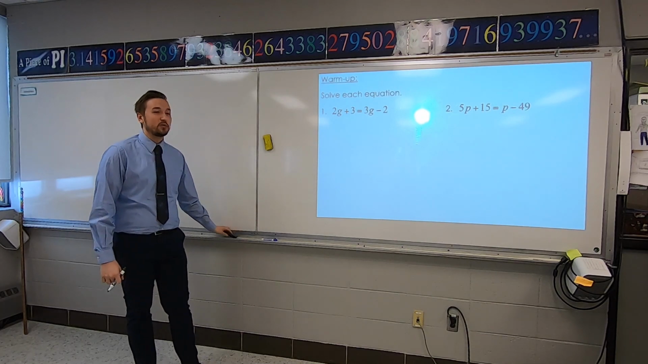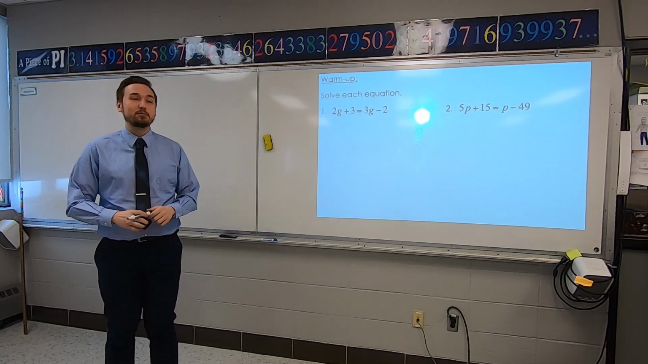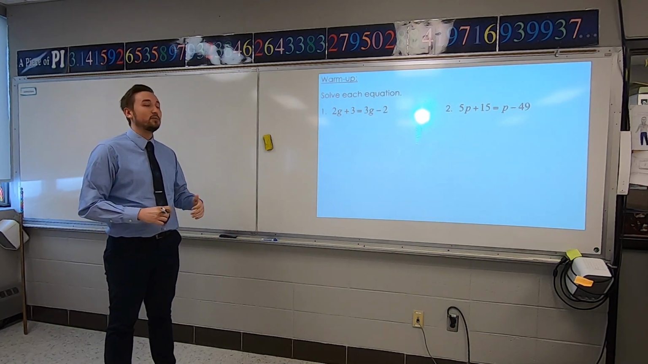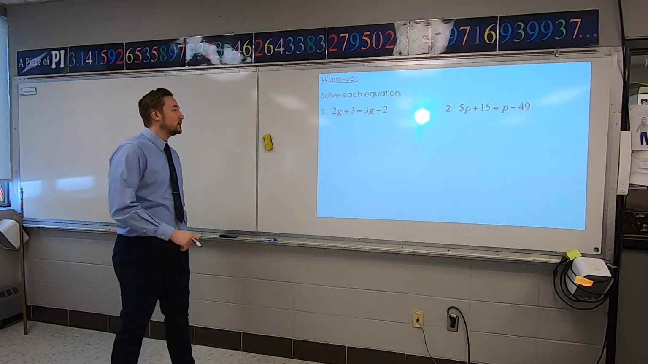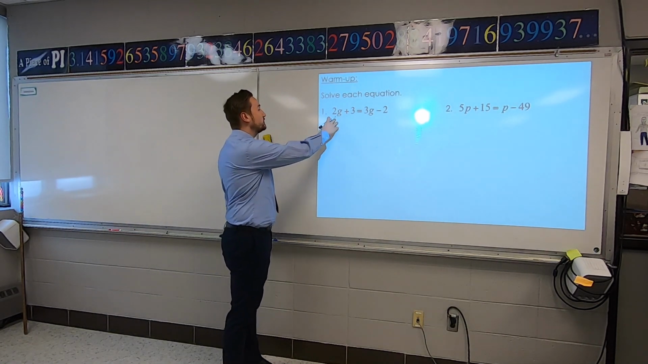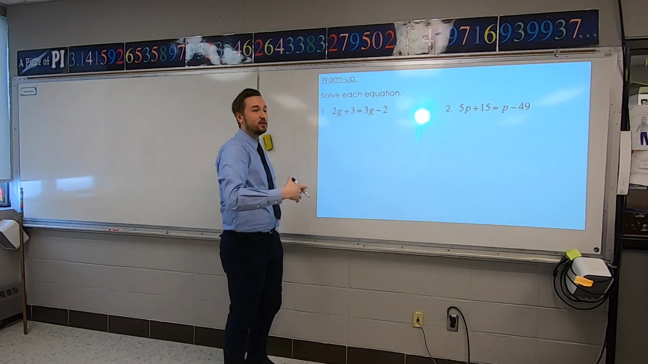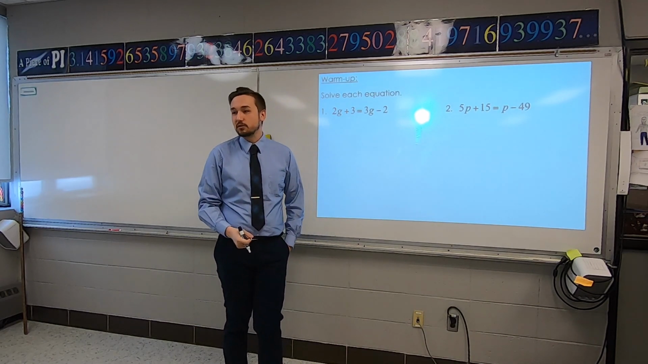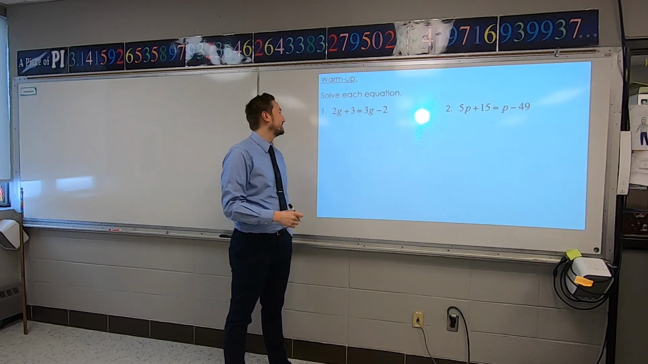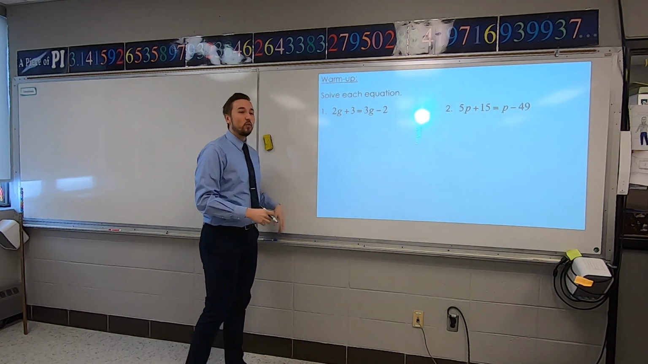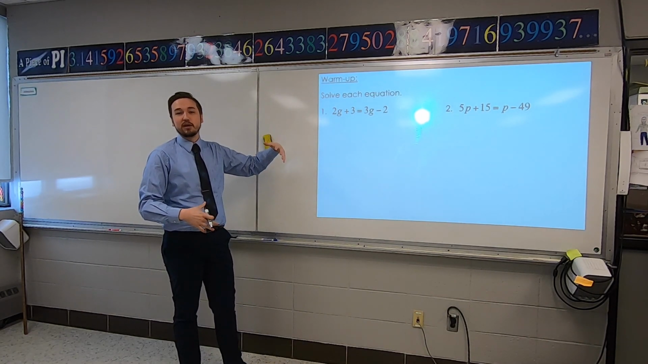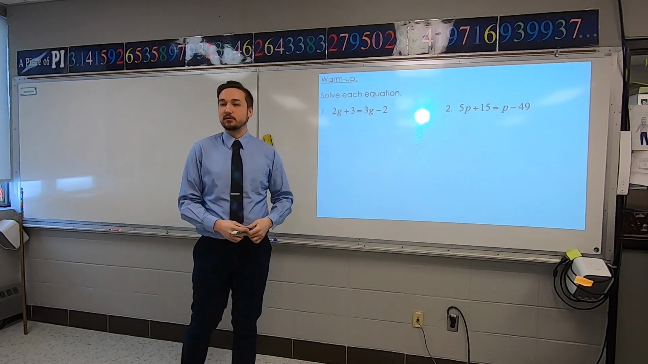Alright, let's just start here anyways. Some of this might be a review, but let's keep going anyways. It's good to get some more practice even if we've done these problems before. Here we have 2g plus 3 equals 3g minus 2. So what is our first step in this problem? Even if you know the answer, I still want to go through this step by step.